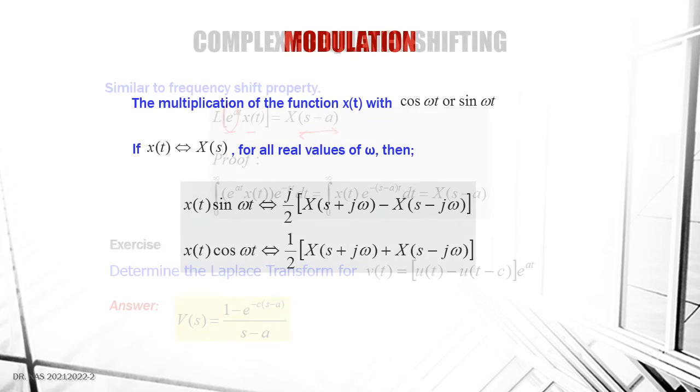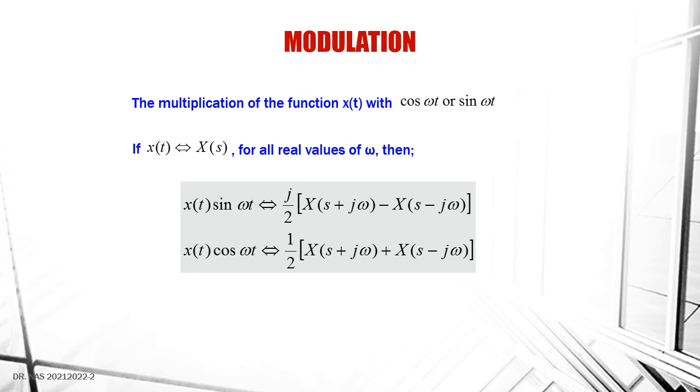Okay, next slide is the last property, on modulation. When you have a function multiplied by a sine or cosine function, the Laplace transform is as follows. So you can refer to the table, in which omega is the real value.